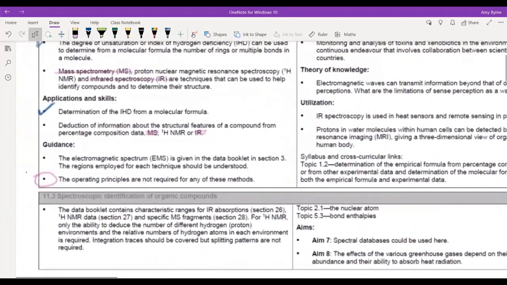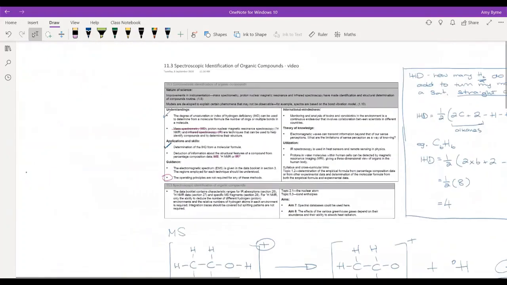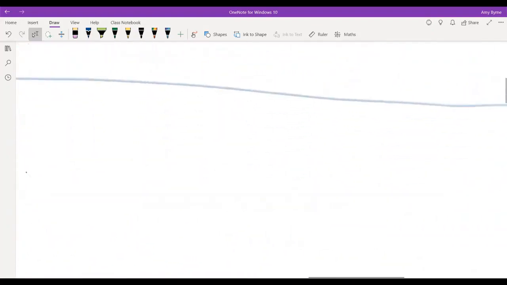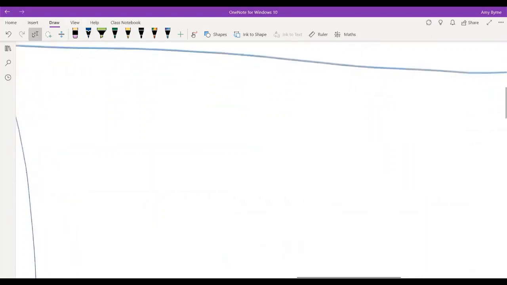Okay, NMR. So for this, you definitely need your data book. I've got the data book open in front of me because I can't remember what things are what. So for this, I really do think it's helpful to have a bit of an idea on how an NMR works.